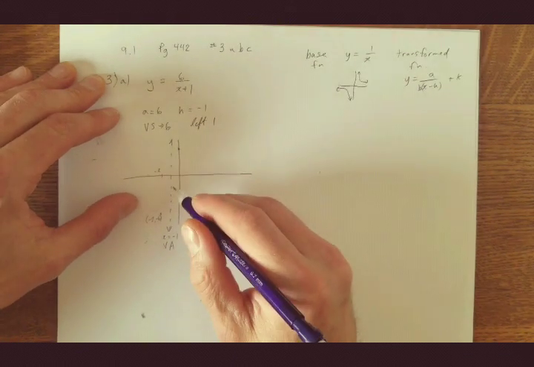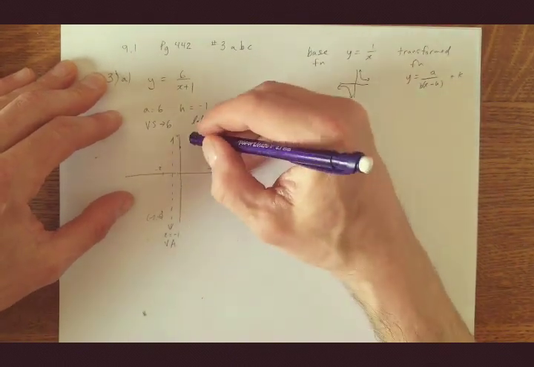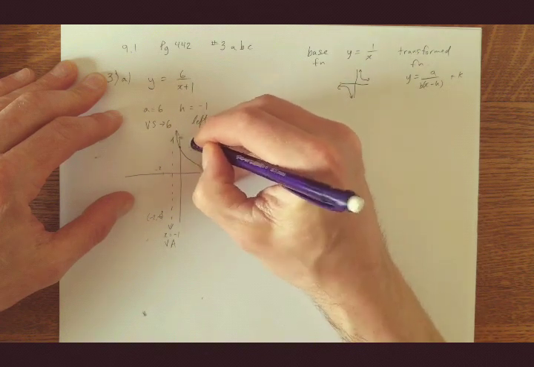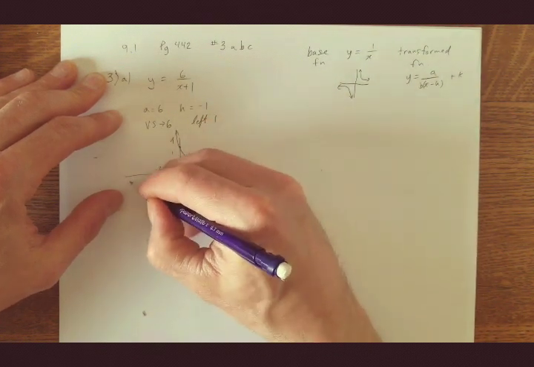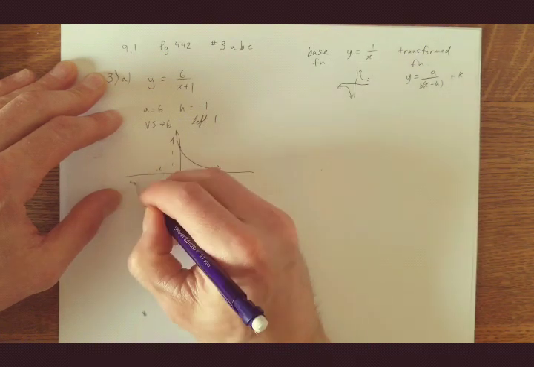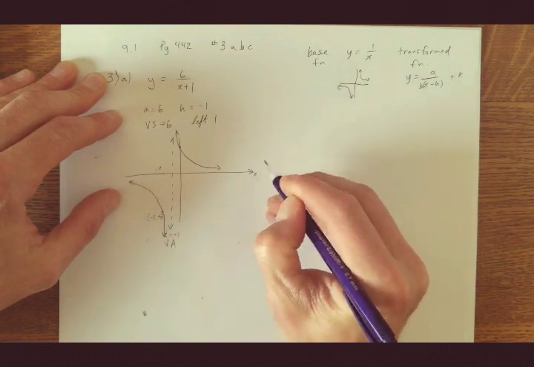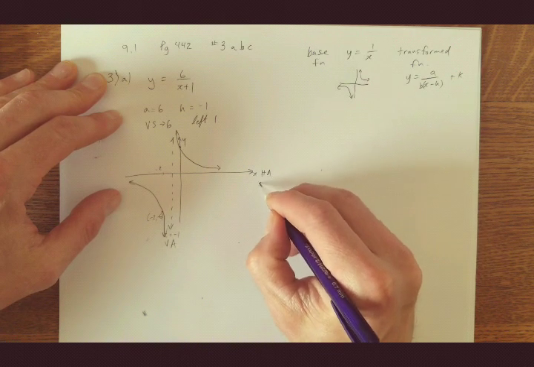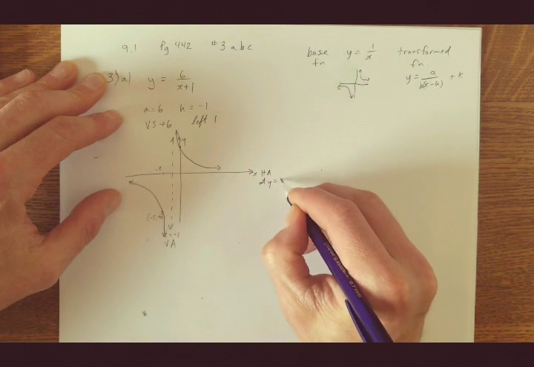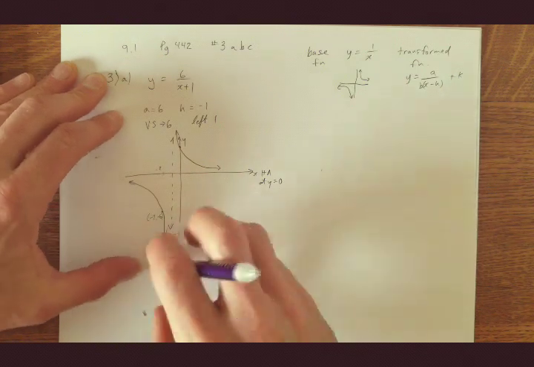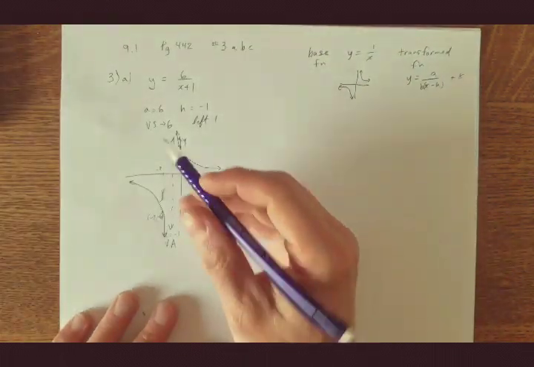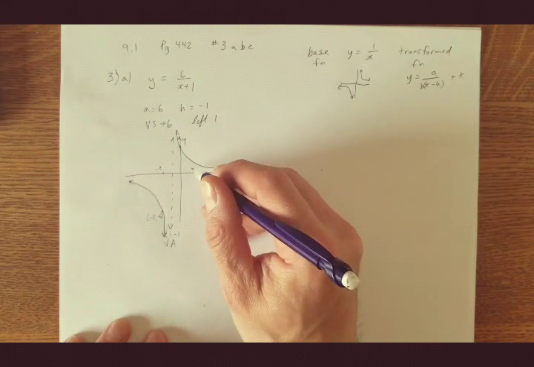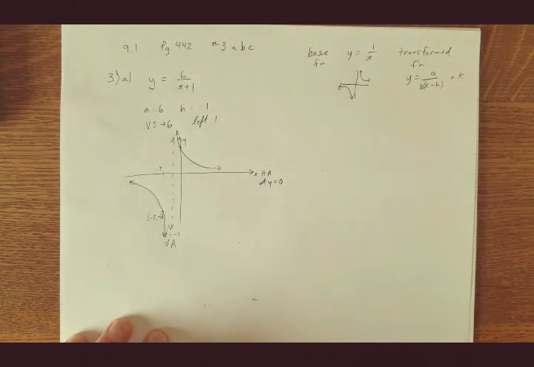Okay, and so you could do a few more points to kind of get an idea, but basically it's going to look like this, and it's going to keep its same horizontal asymptote on the x-axis. So this is an HA at y equals 0, and the VA. And you could find each point by basically moving each point from the original function left 1 and then up 6 units.